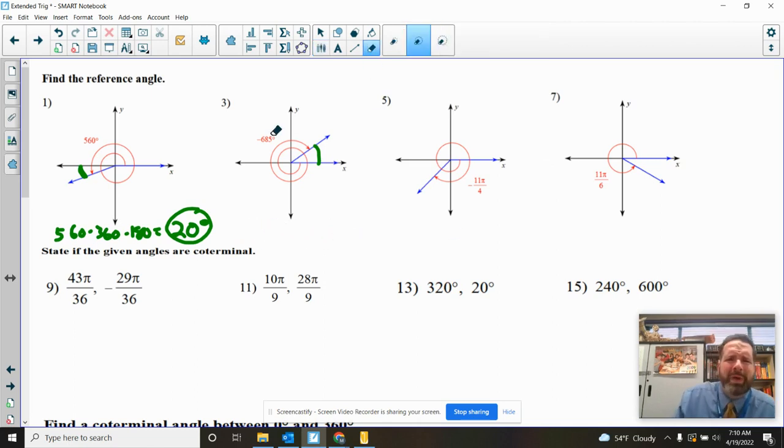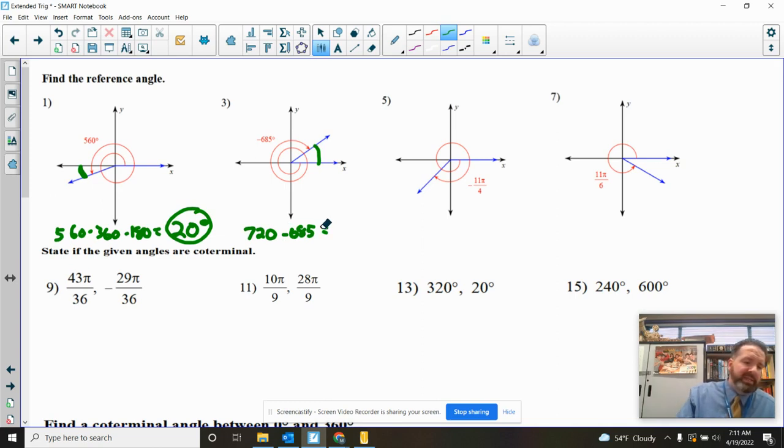Rather than doing that, why don't I recognize, hey, this is almost 2 full turns. Yeah, that's a much better strategy. Because it's almost 2 full turns, I'm just missing a little bit. So 2 full turns would be 720 degrees. Take away the 685 I've already gone. 720 minus 685 means I'm missing the final 35. Oh, that's much more efficient. So the reference angle this time is 35 degrees.